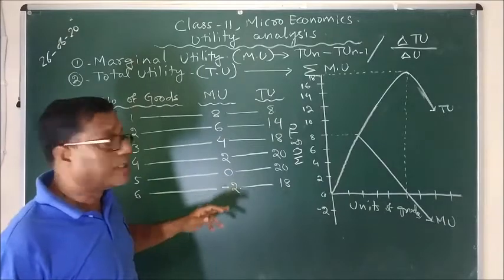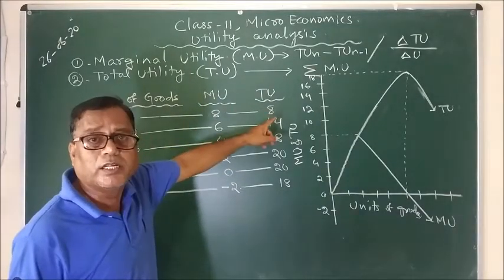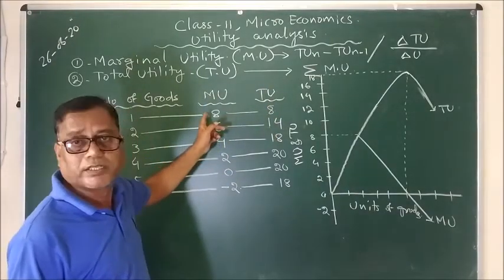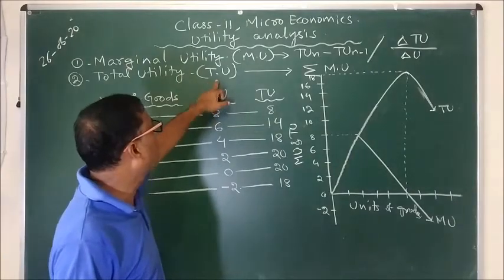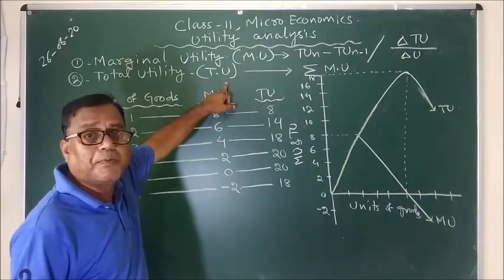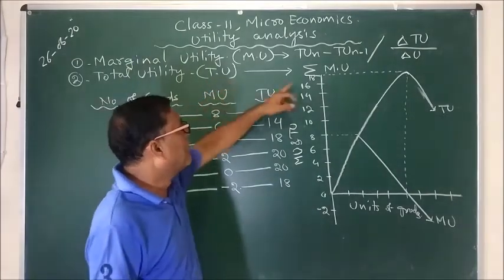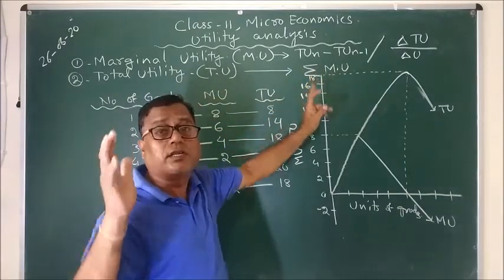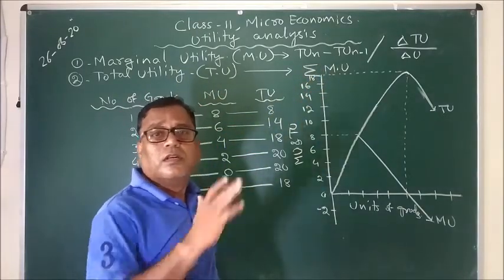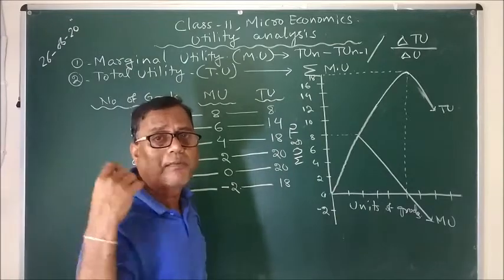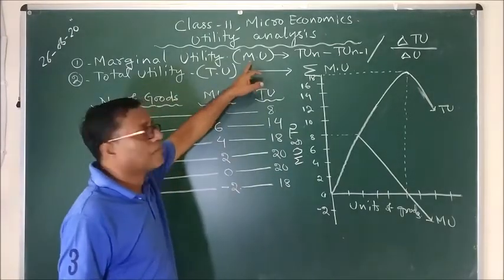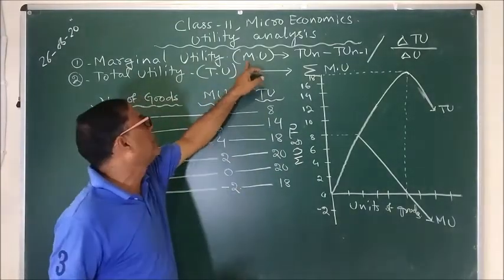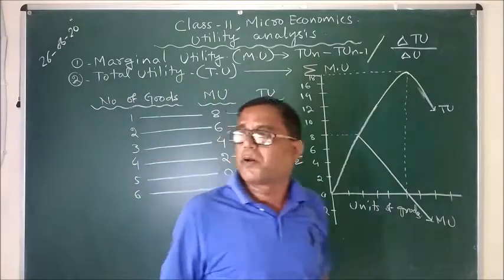And how to derive marginal utility from total utility, and total utility from marginal utility? You can see here the formula. Total utility can be derived from marginal utility by adding up all the marginal utilities of the units of goods that we have already consumed. But how to derive marginal utility from total utility? You can see the formula.